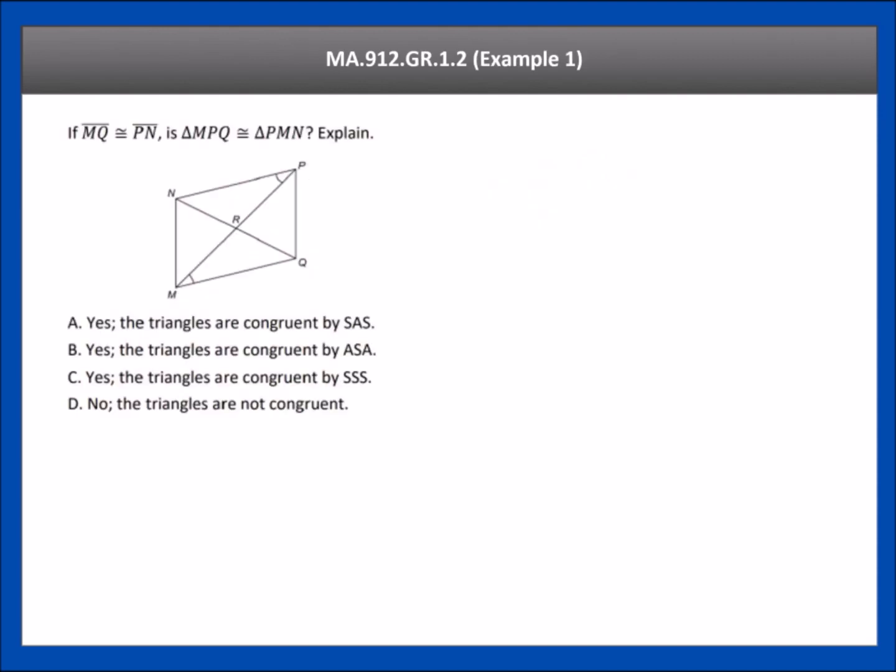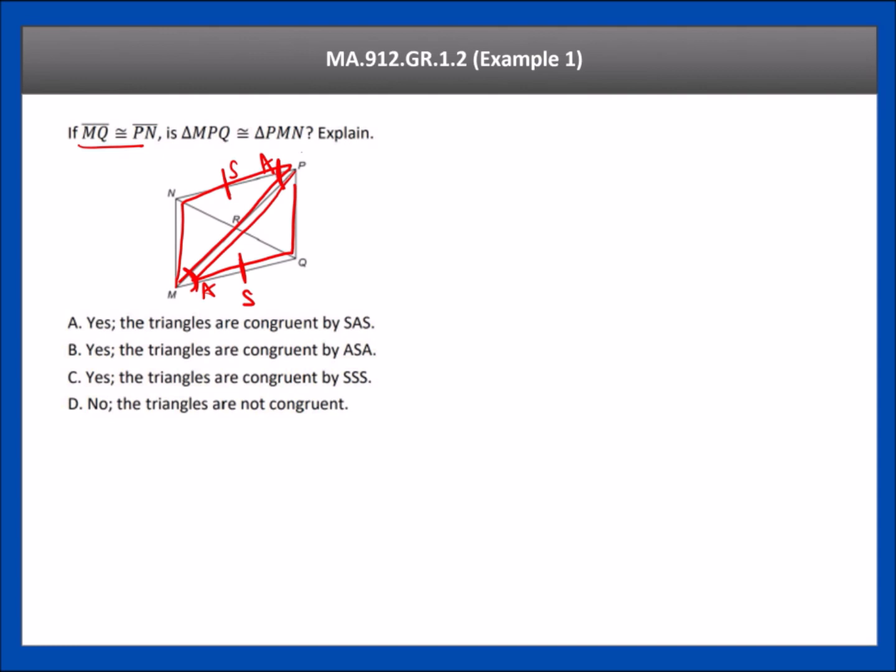So example 1. If MQ is congruent to PN, are the two triangles congruent? So we're looking at this triangle here, and then we're looking at this triangle here. All right, so they tell you that MQ is congruent to PN in the first statement there. They also tell you that these two angles are congruent. That angle and this angle are congruent because they put it on the diagram. So it looks like we got a side and an angle.